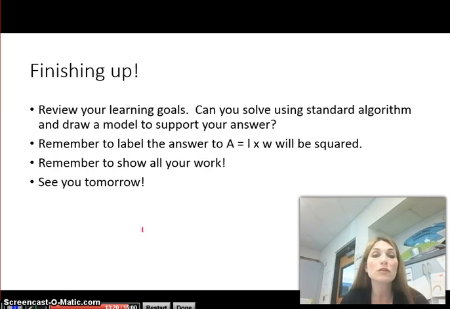Finishing up, please review your learning goals. Can you solve using both standard algorithm and drawing a model to support your answer? Remember to label the answer to area equals length times width. It's going to be squared, or it's going to have the little 2 above whatever your label is, whether that's feet, inches, miles, meters. Remember to show your work, and we'll see you tomorrow.